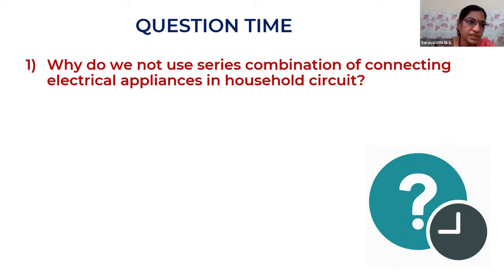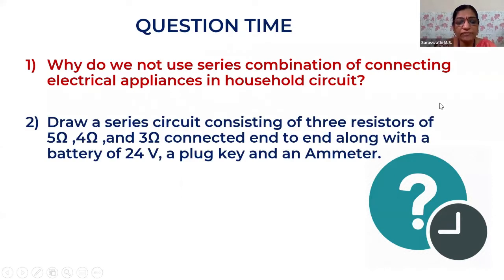Normally, we would have seen this. Sometimes when we switch on the AC, the light will become dim, isn't it? So this happens. And sometimes even if one appliance is going to get fused, the entire circuit will be broken. Now, can you do this?